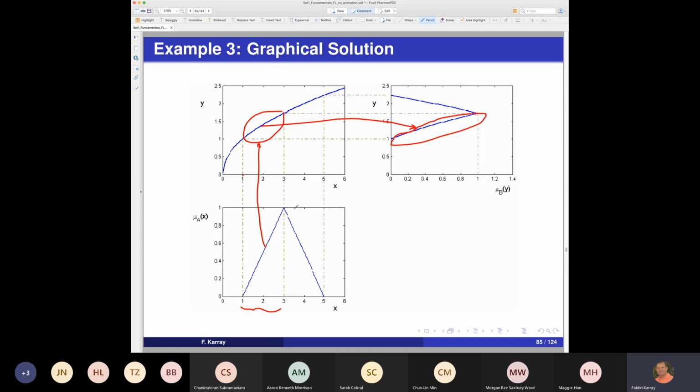The same thing applies for this particular region here. So we have this particular region and this particular region. Again, it's a bijective one.